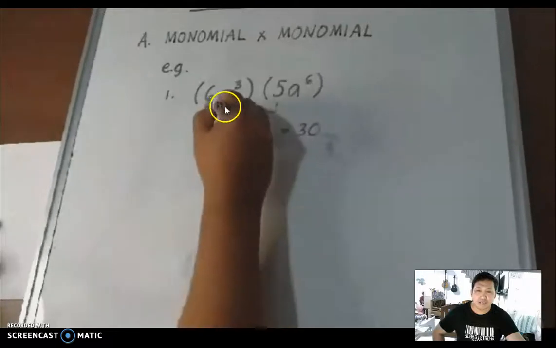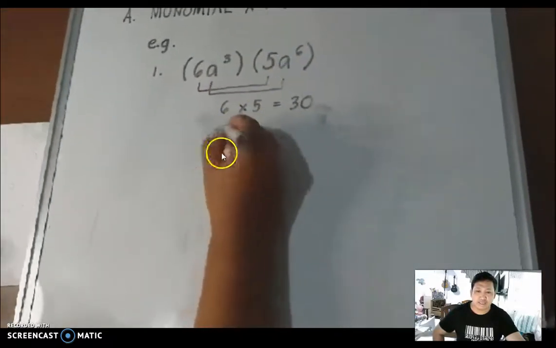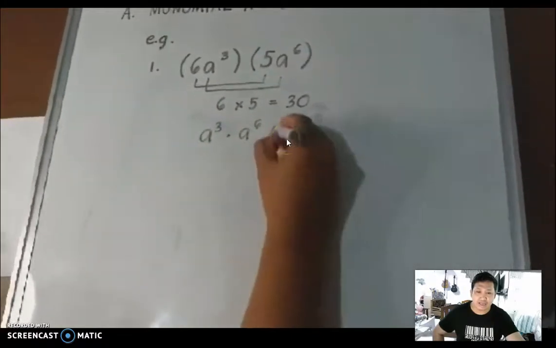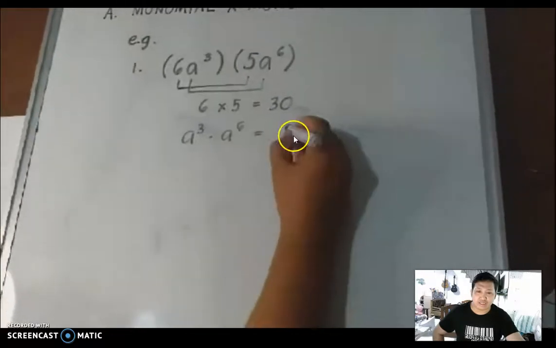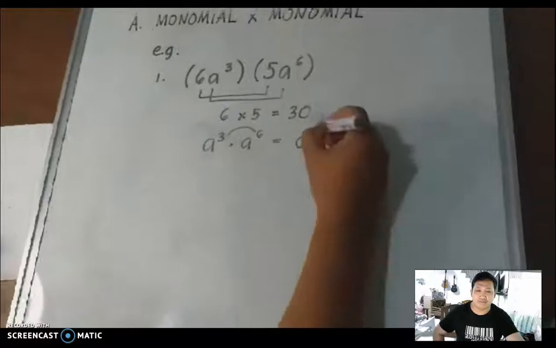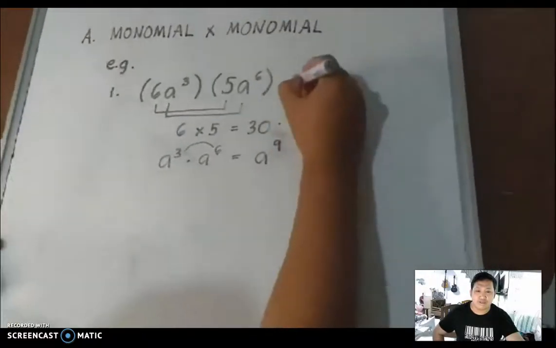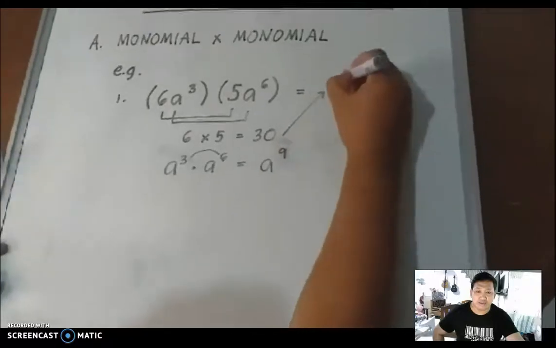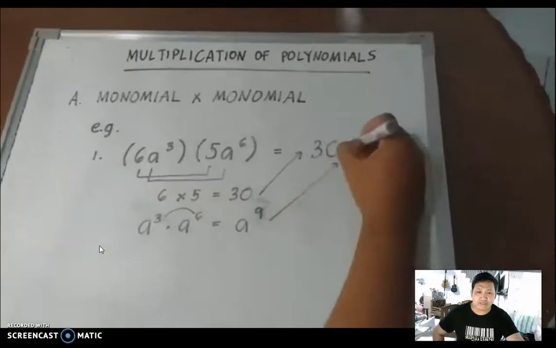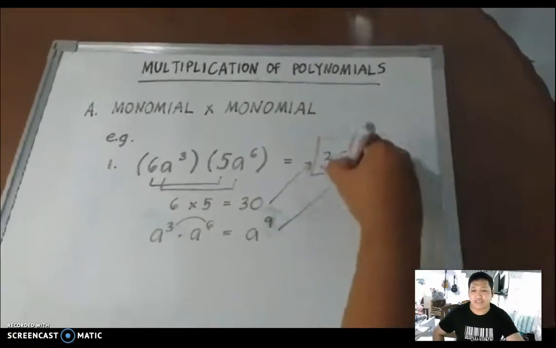Then multiply a cubed and a to the 6th. A cubed times a to the 6th. Copy the a and add their exponents. And it will become a to the 9th power. There you go. Therefore, the final answer will be 30 times a raised to the 9th power. And box your final answer.